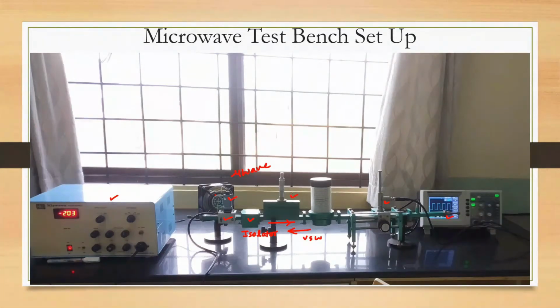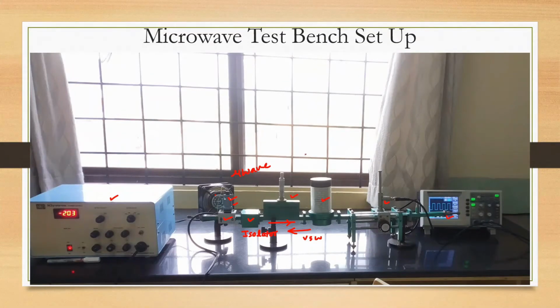So that is the work of the attenuator. Next we have the frequency meter. This is used to measure the frequency being generated by this particular reflex klystron oscillator. To measure that we are using this, because our CROs cannot measure it.